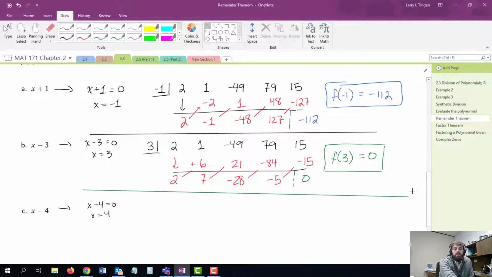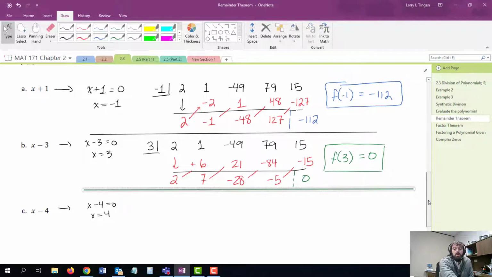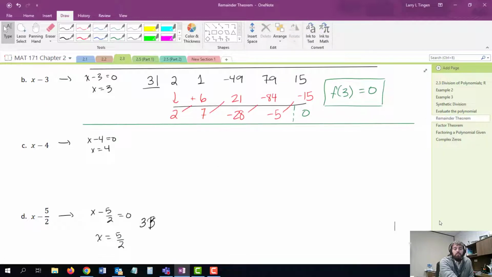All right, next, x minus 4. So I'm checking if 4, you can think of it two ways. I'm dividing f of x by x minus 4, or I'm checking if 4 is a 0 of f of x. Again, coefficients remain the same.